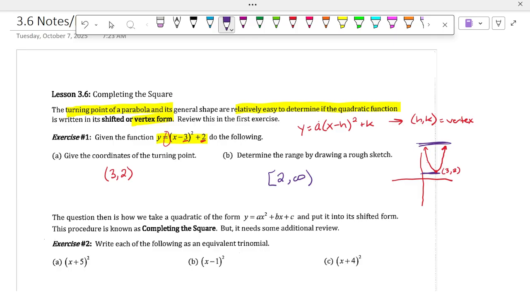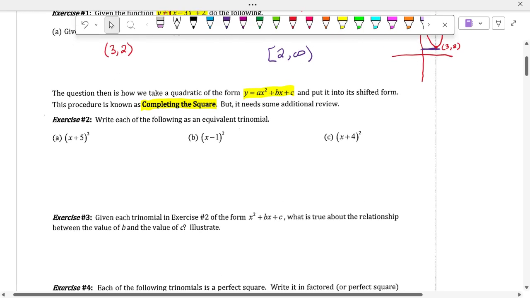Now, you guys should already know that. But now we're going to talk about going from vertex form to standard form, which we talked about yesterday. But now we're going backwards, and that involves the completing the square process. So before we talk about going from standard form, or y equals ax squared plus bx plus c, to vertex form, we're first doing the completing the square process, but we just need to do a quick review.